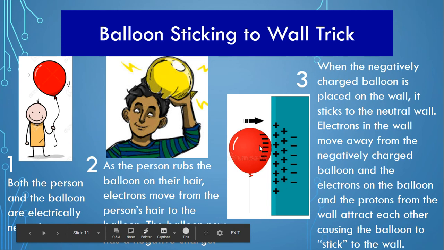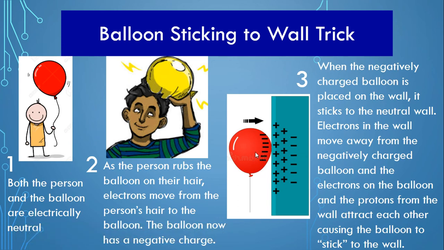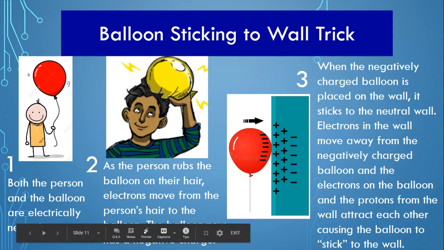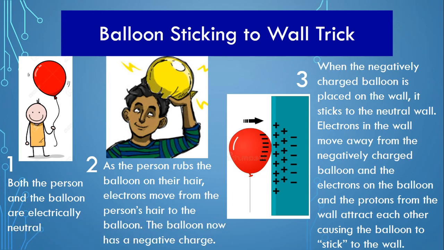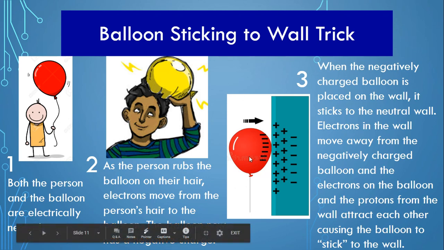So the electrons in the wall try to move as far away as they can from the negative electrons in the balloon. And then due to attraction, the negative electrons in the balloon attract to the positive protons in the wall, which causes the balloon to stick, quote unquote, to the wall. The balloon will stick until it loses enough electrons to the surrounding air that the force of attraction isn't strong enough to hold the balloon to the wall anymore.